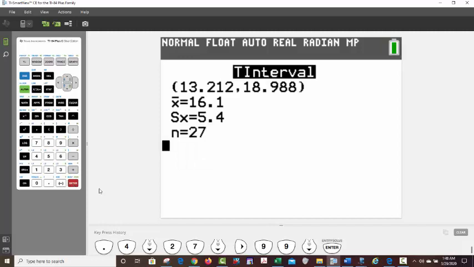And calculate. Let's see what we got. I think that was it, right? 13.21 to 18.99.